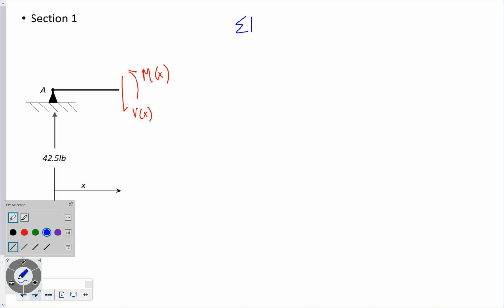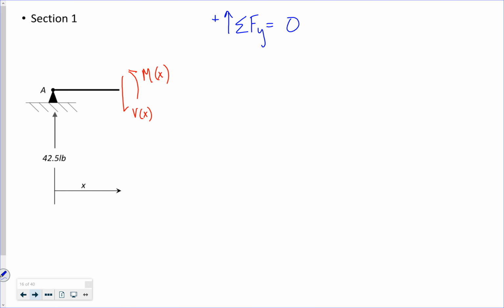So sum of the forces in the Y direction. I have acting up, my reaction at A. Acting down, I have my shear. So if I solve for my shear, I get 42.5 pounds.